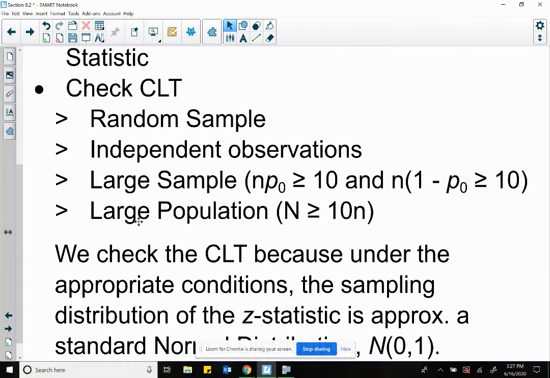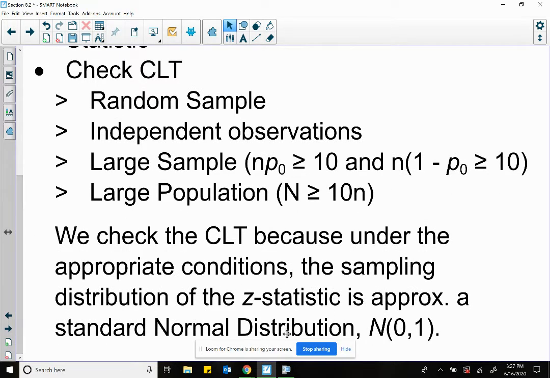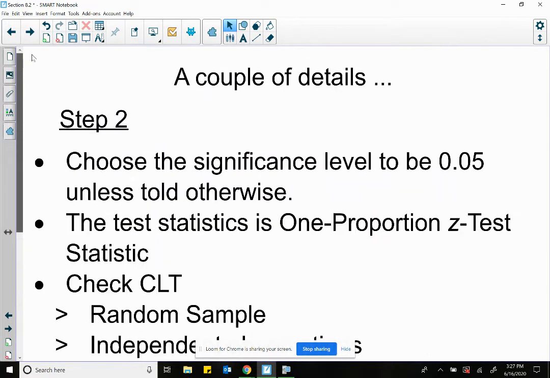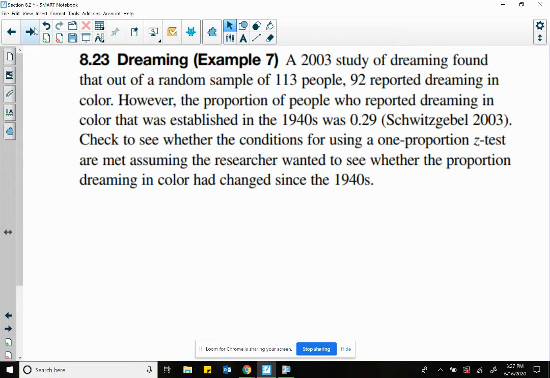So that's the details I wanted to talk to you about. These are the checks that we have to do in the preparation, because as long as this checks out, under the appropriate conditions, our sampling distribution of the Z statistic is approximately normal. So we can compare and get our information from a normal distribution. So there are the details about step 2. It's really about checking the CLT, because that allows us to use all the normal information. Let's talk about that right here.